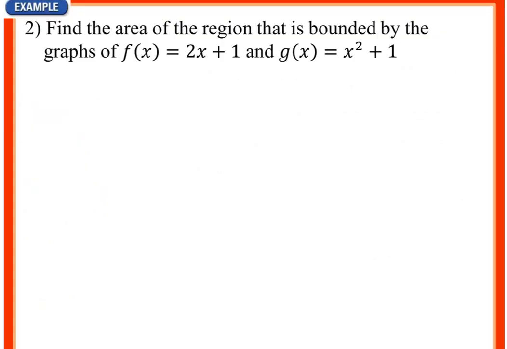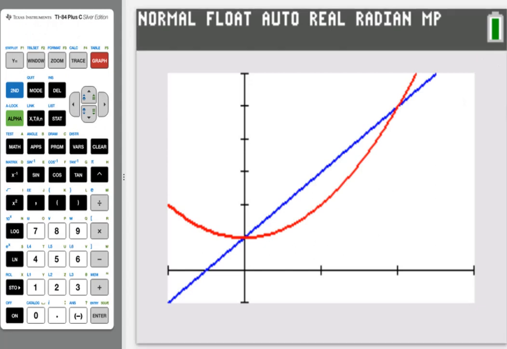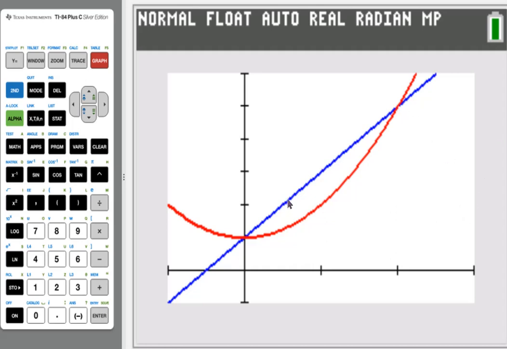All right, here's the second example. Pause the video and try it by yourself. All right, so before I get into the definite integral, I need to graph the functions to figure out which one is my upper function. I also need to figure out what their boundary is.